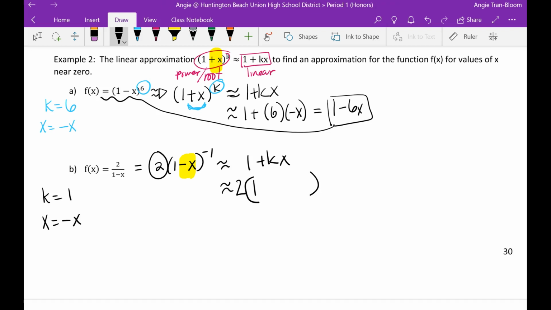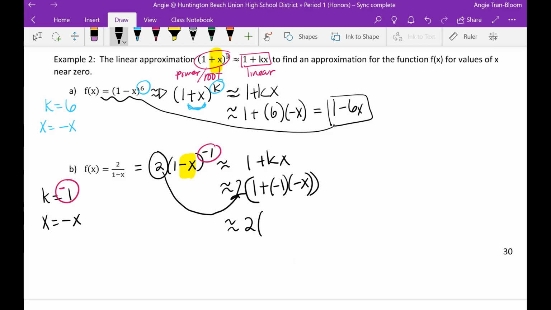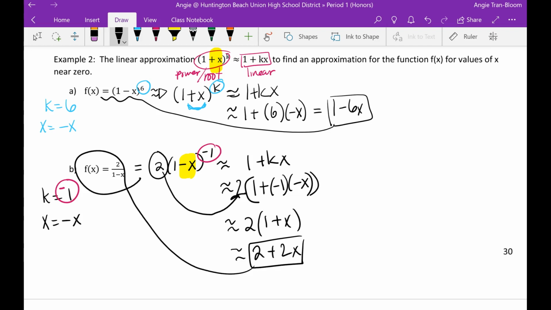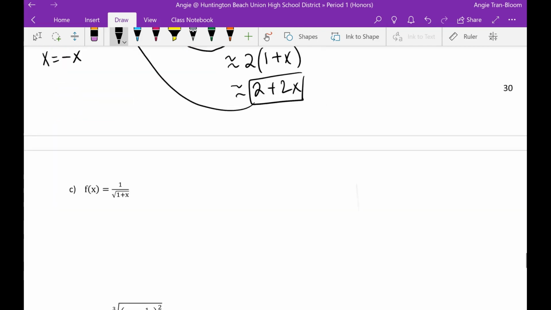Oh, I'm sorry, k is negative 1. My bad, k is negative 1. So I'm going to bring down the plus sign. k is negative 1, x is negative x, so if there's a 2, you just bring it to the front. So this linear approximation is 2 times 1 plus x. Distribute your 2, so this is 2 plus 2x, and that is the linear approximation of this equation when x is close to 0. And that is that one.